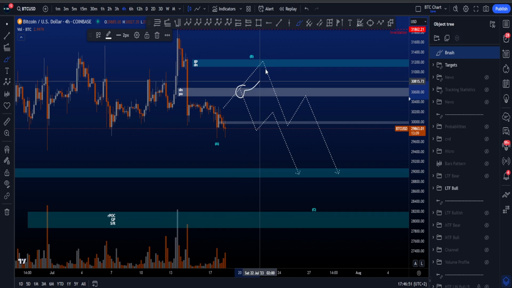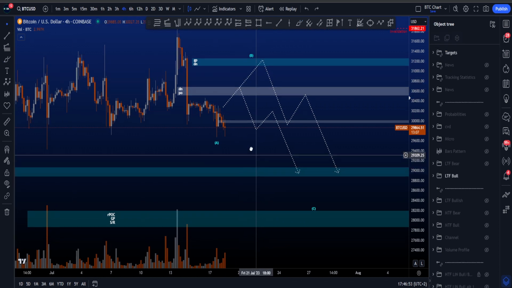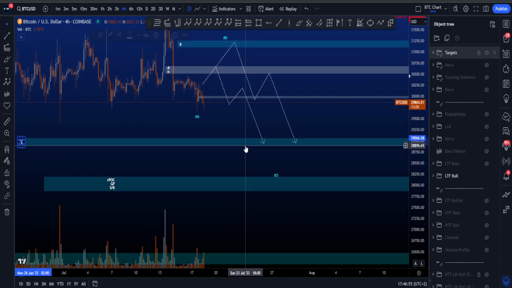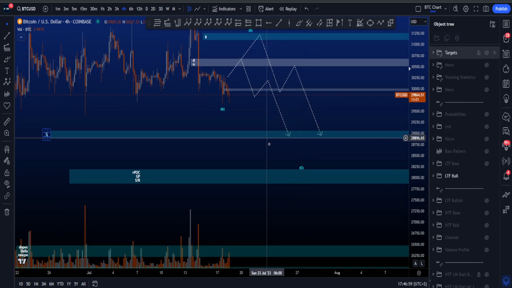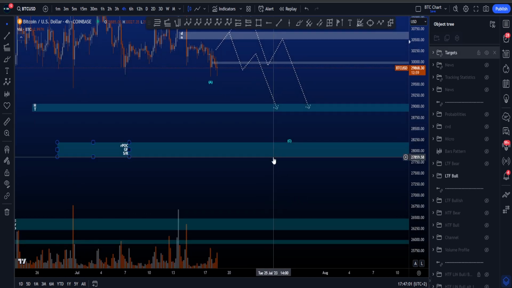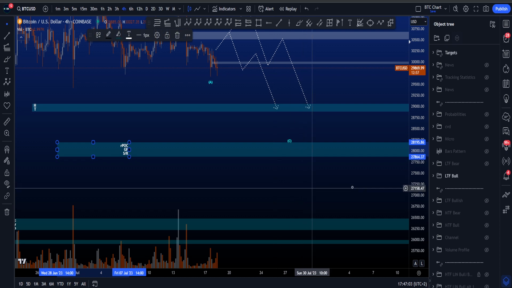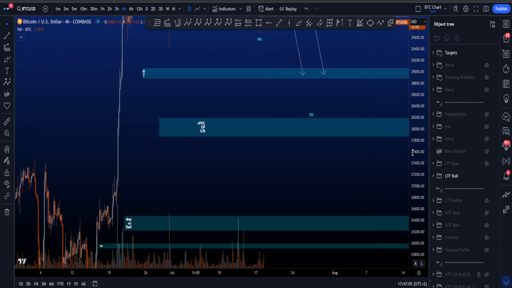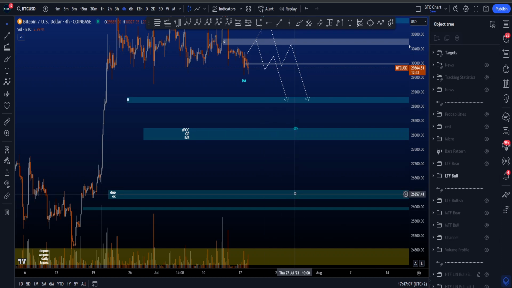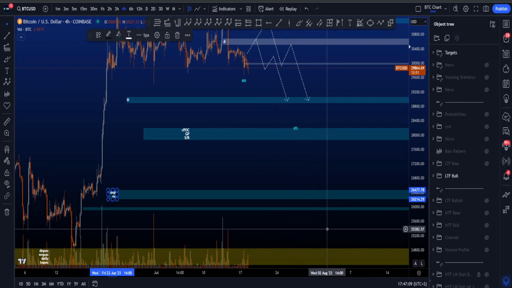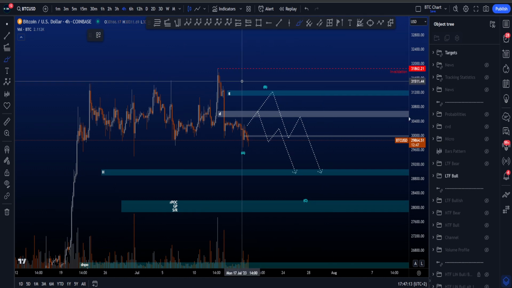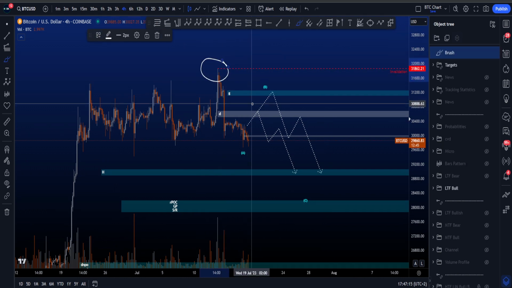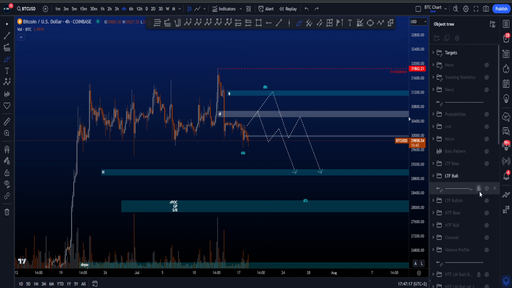Now, depending on the reaction we get over here for a wave B, the targets to the downside are as follows: between 28.8k and 29.1k, where we have some nice support, but also down here between 27.8k and 28.2k. And if price would go very deep, then we still have one down here between 26.2k and 26.5k. The invalidation of this scenario would be for price to reach these highs at 31.8k.